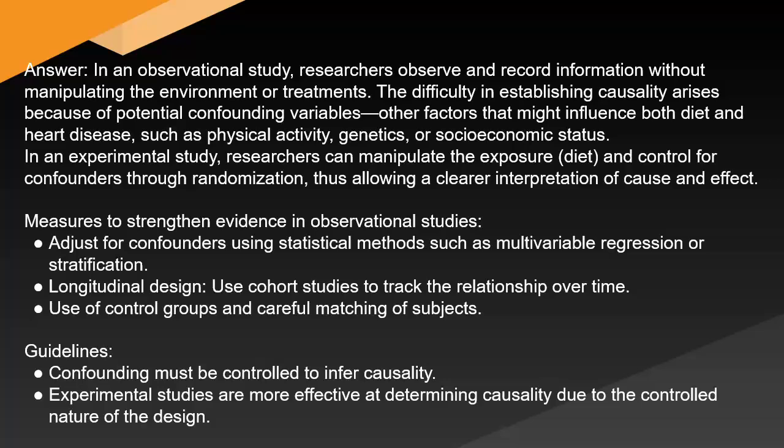Measures to strengthen evidence in observational studies: adjust for confounders using statistical methods such as multivariable regression or stratification; longitudinal design, use cohort studies to track the relationship over time; use of control groups and careful matching of subjects. Guidelines. Confounding must be controlled to infer causality. Experimental studies are more effective at determining causality due to the controlled nature of the design.